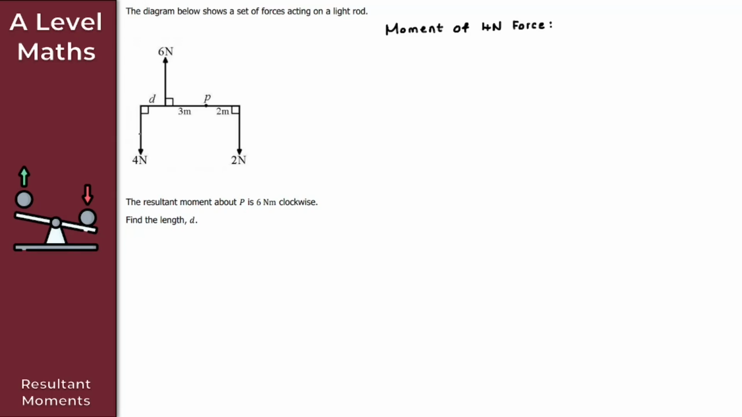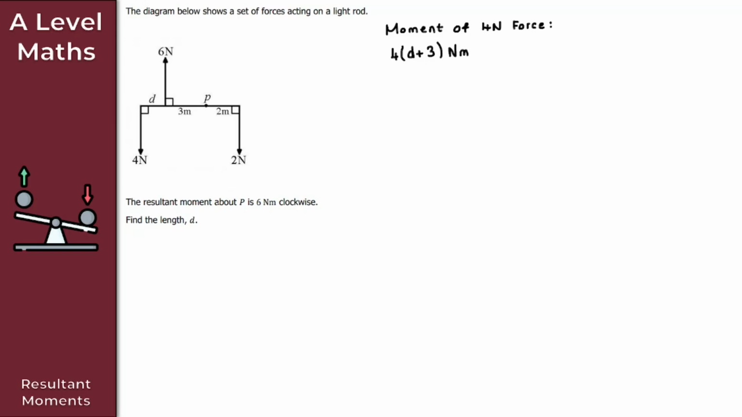Nice and straightforward, right? This is simply the perpendicular distance here. So in this case, to go from this force to P here, that's going to be D plus 3. And then we times it by the magnitude of the force, which is 4. So we get 4 lots of D plus 3. We're working in meters, so our units are Newton meters.